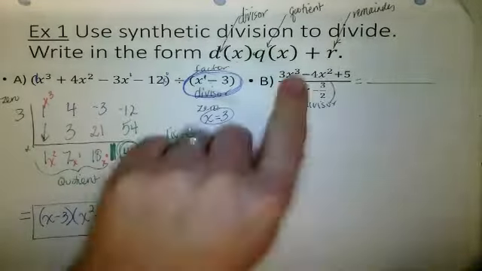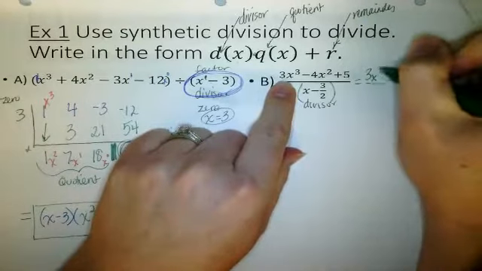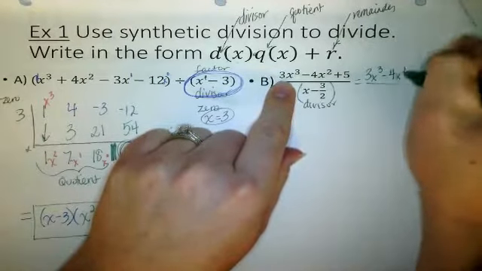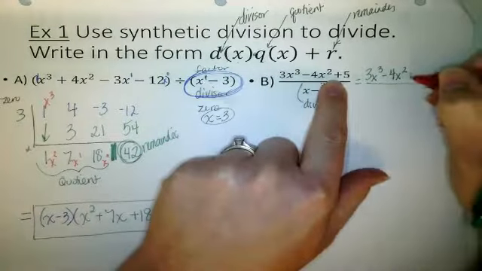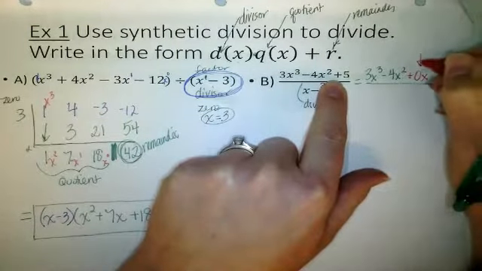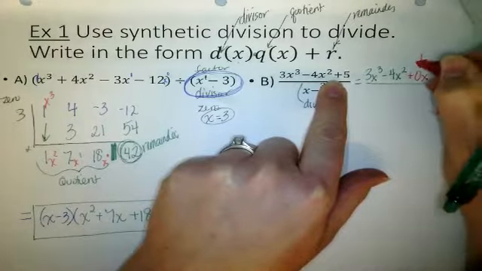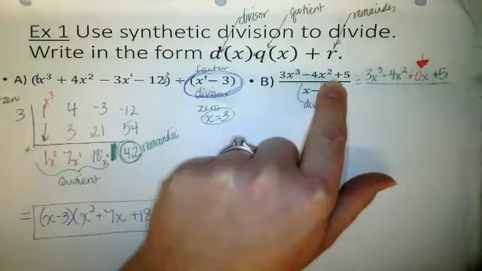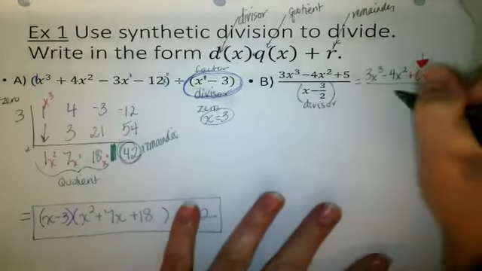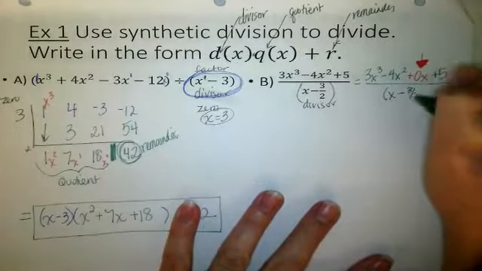It's missing something. 3x cubed minus 4x squared. What's missing? X. A 0x. You must fill in the missing term, ladies and gentlemen. Synthetic division depends on having all of those terms. It doesn't work otherwise. All right?